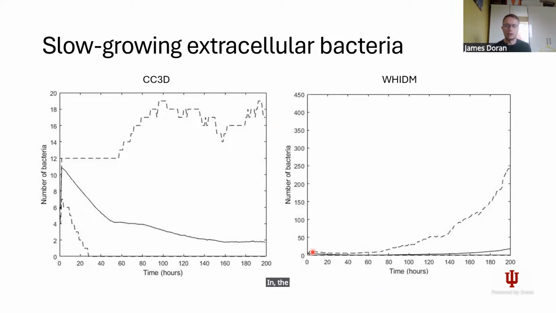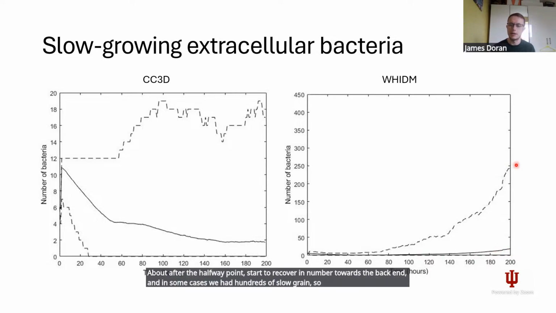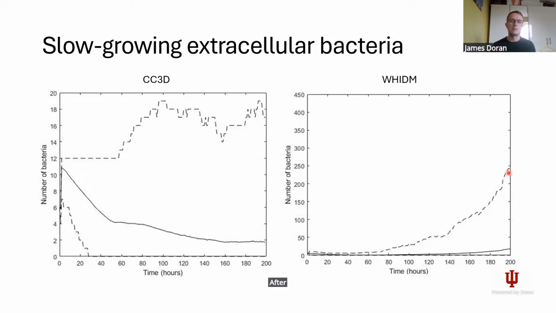In the WHIDM model, on the other hand, the numbers drop to almost zero, but then about after the halfway point start to recover in number towards the back end. And in some cases, we had hundreds of slow-growing external bacteria left in the domain after the first 200 hours.